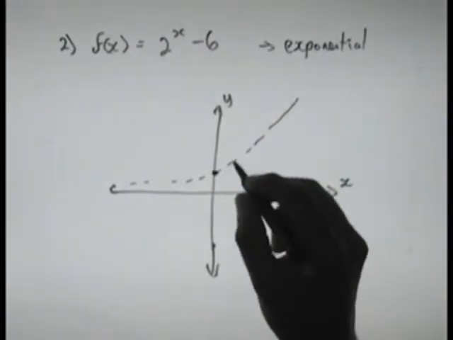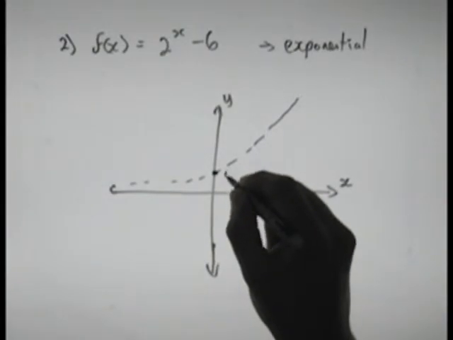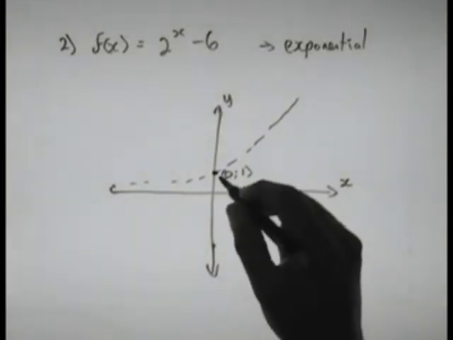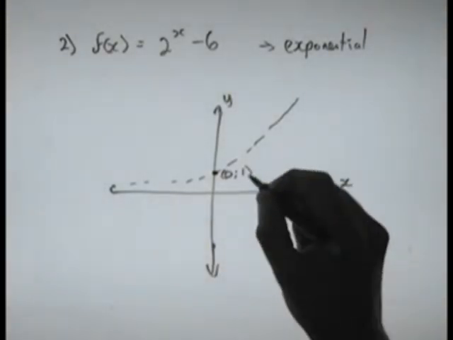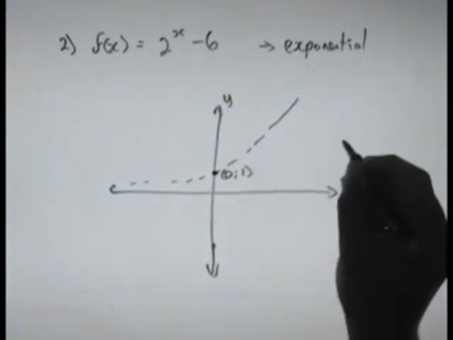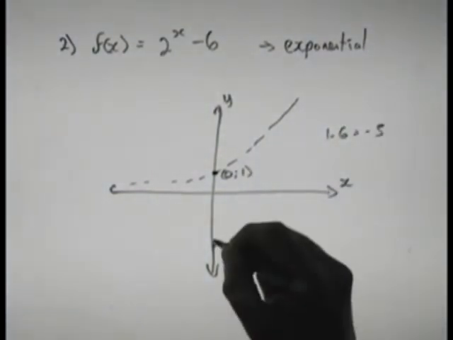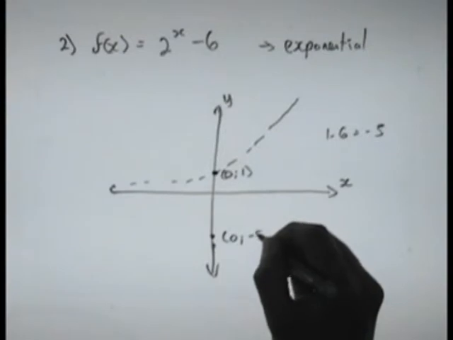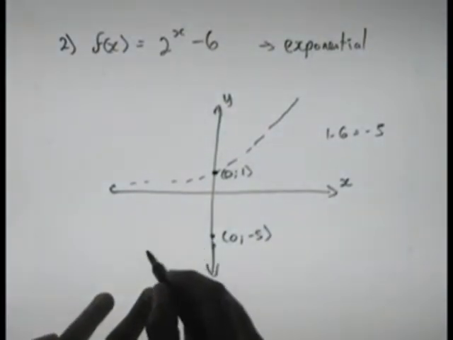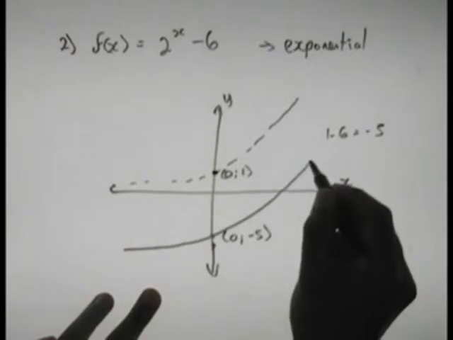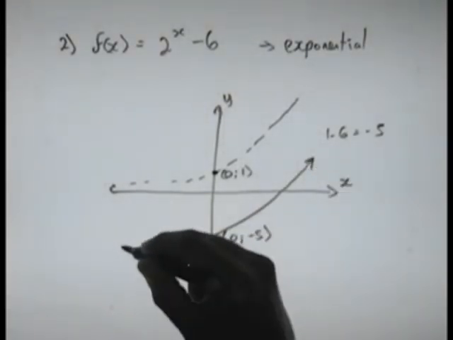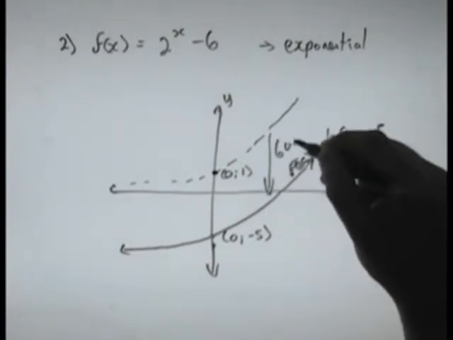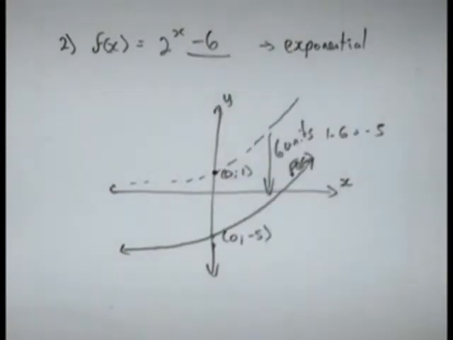So it should be intercepting at x is equal to 0, y is equal to 1. It's now going to cut the y-axis at 6 units lower than 1. 1 minus 6 is equal to negative 5. That means that it's going to cut the y-axis at negative 5. That means that our graph is going to look like that. All that's happened, and this is f of x by the way, is we've shifted our graph 6 units downward because of the minus 6.